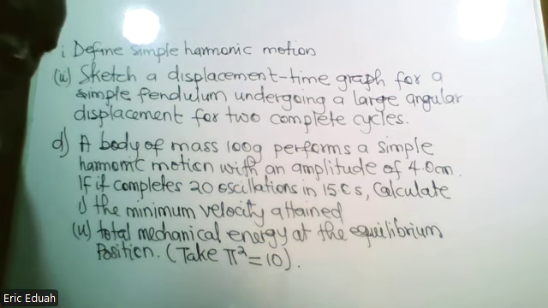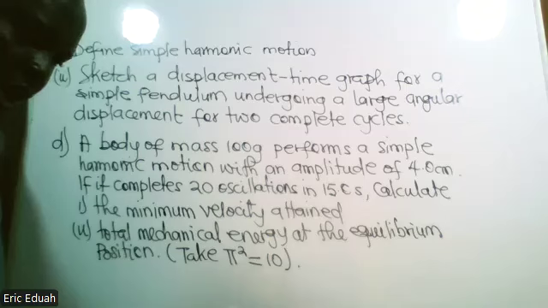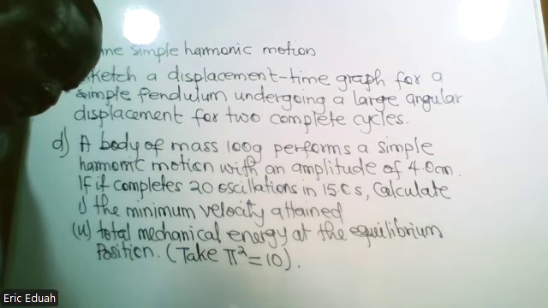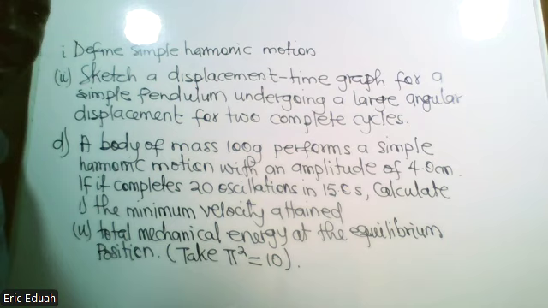Repeated to and fro or up and down motion of a body around a mean point or a fixed point, whose displacement is directly proportional to the acceleration but oppositely directed, or always directed to the mean point.